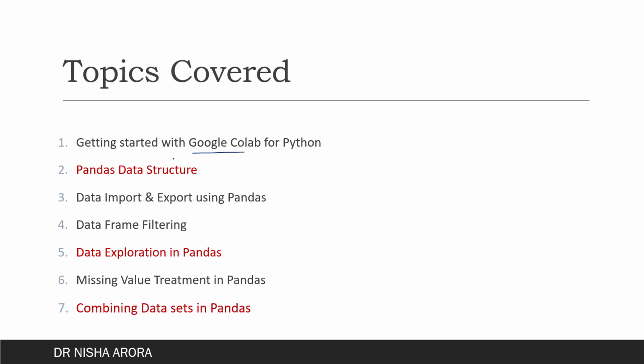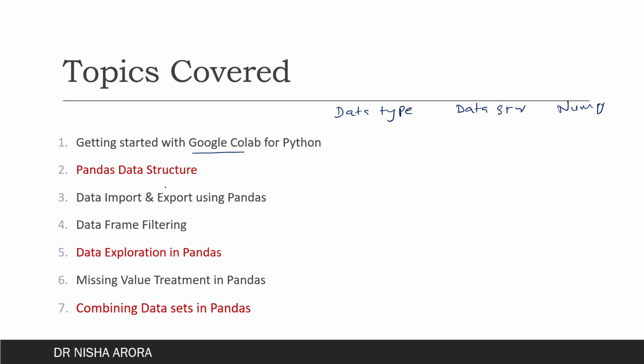Version control is super easy in Google Colab. You can even see the revision history of your file, what changes you have made to a particular notebook on what date, and you can go back to a previous version of your own file. So there are some amazing features. That is why I'm choosing Google Colab for Python. So here I will be showing you how to start working with Google Colab, and then we will be talking about Pandas data structure.